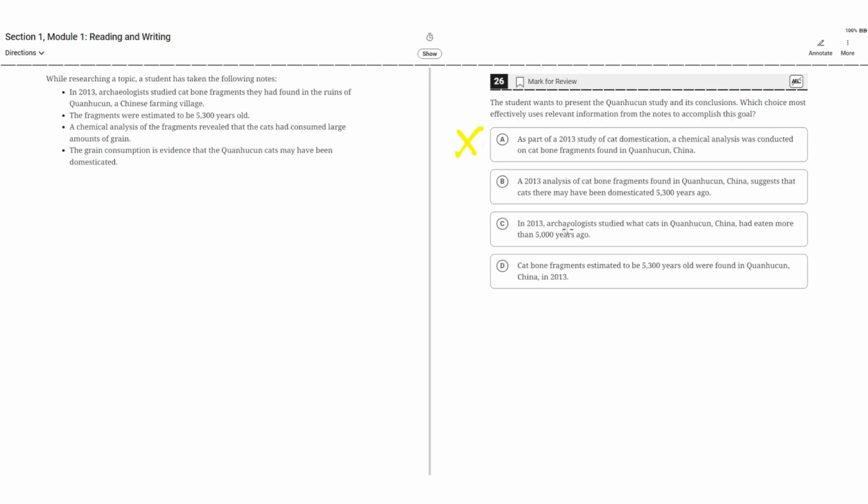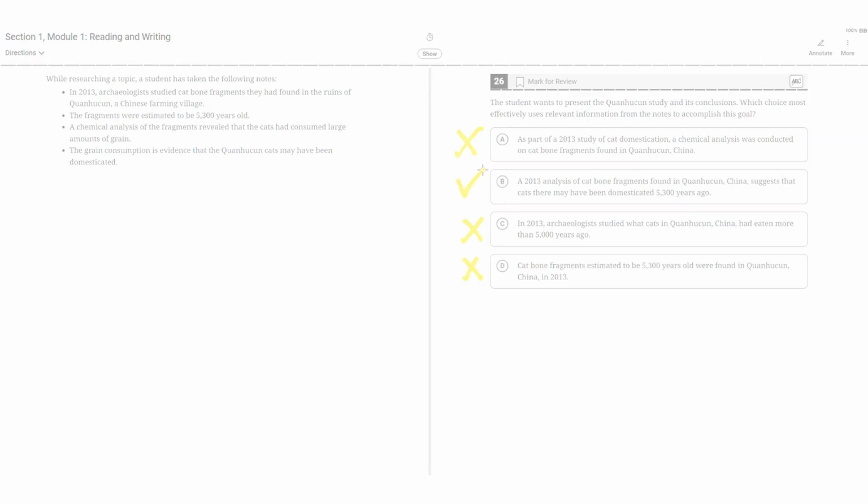C. In 2013, archaeologists studied what cats in Guanhukun, China had eaten more than 5,000 years ago. This, like A, is incorrect because it presents information only on the Guanhukun study, not its conclusions. D. Cat bone fragments estimated to be 5,300 years old were found in Guanhukun, China in 2013. This is incorrect for the same reason as C and A were incorrect, because it only presents information on the Guanhukun study, not its conclusions. So D is incorrect, meaning B is the correct choice.